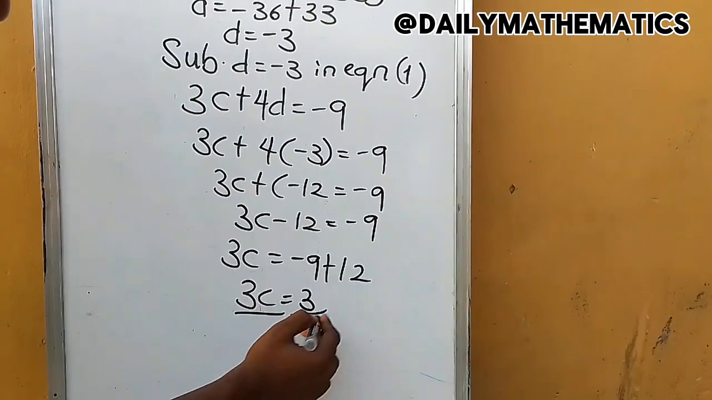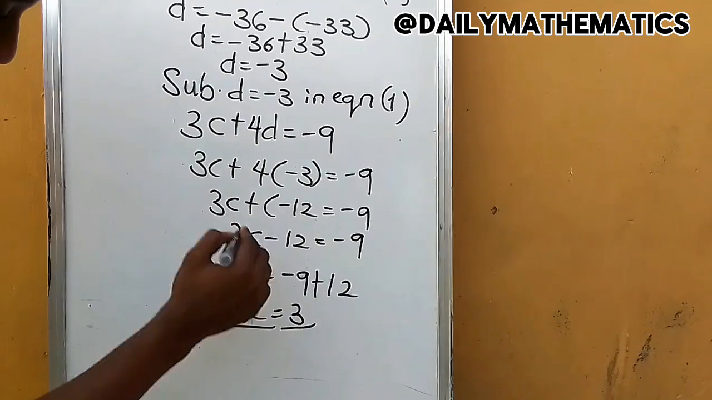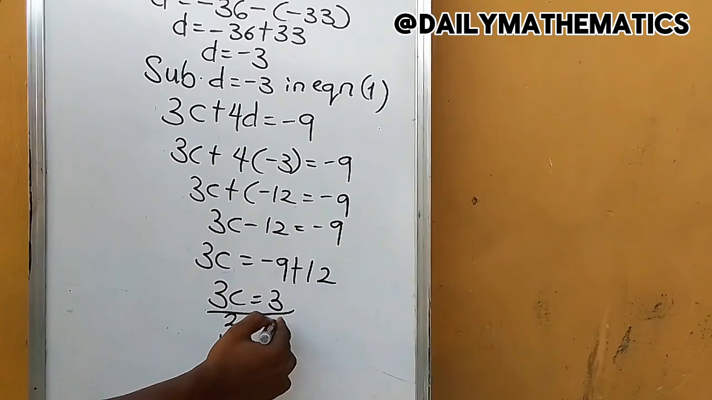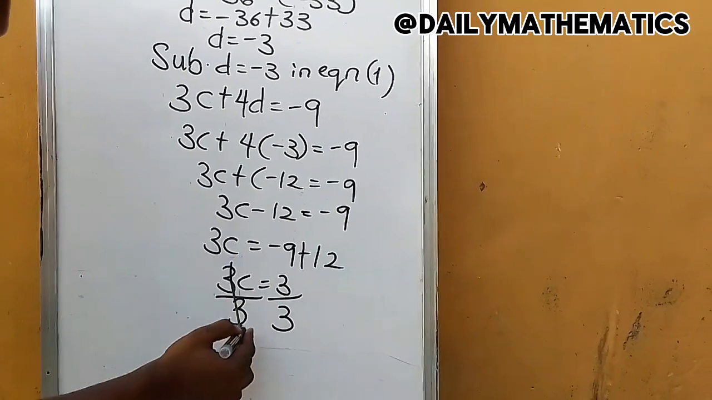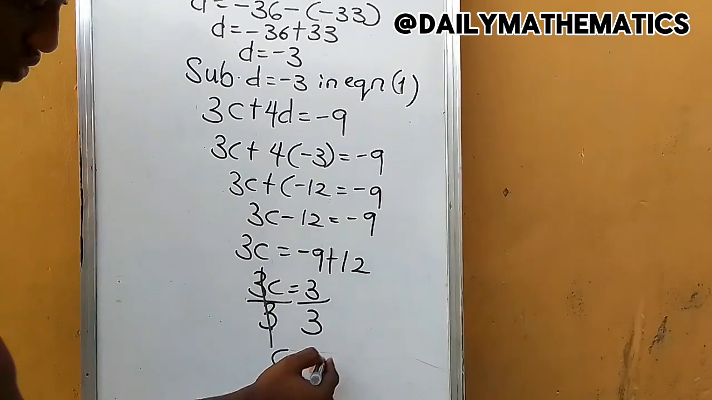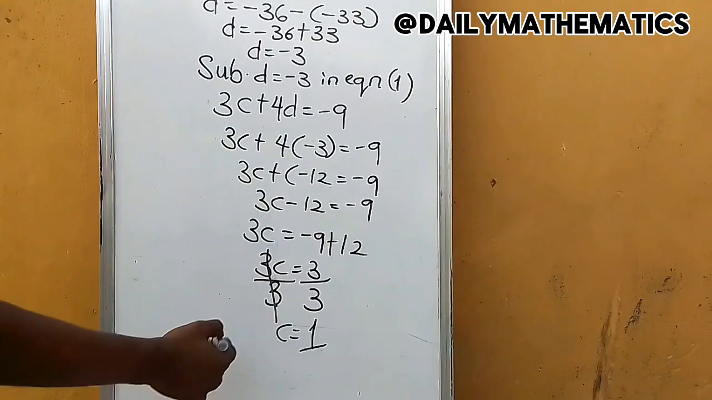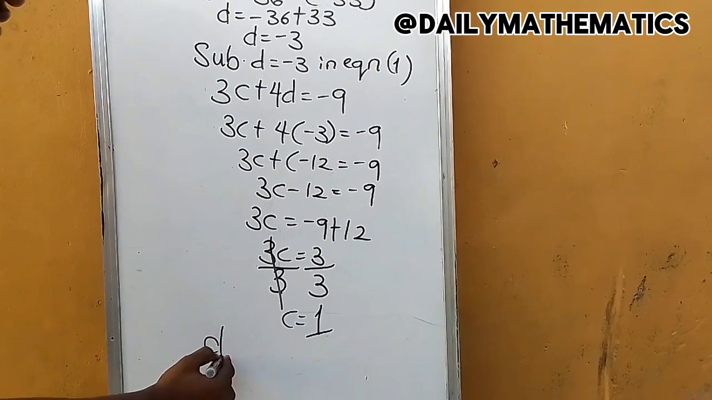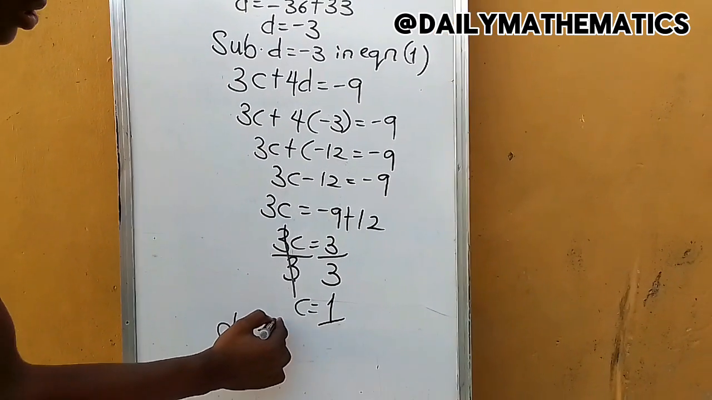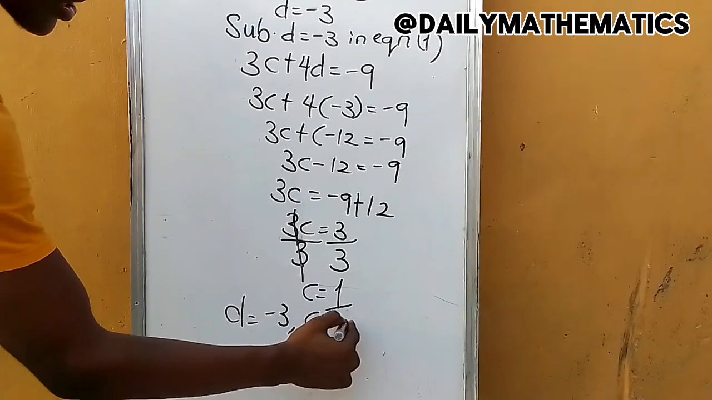Then we want to make C, so we divide both sides by the coefficient of C, which is 3. 3 here, divide, cancel. C equals 3 divided by 3, 1. So our D is minus 3, our C is 1.